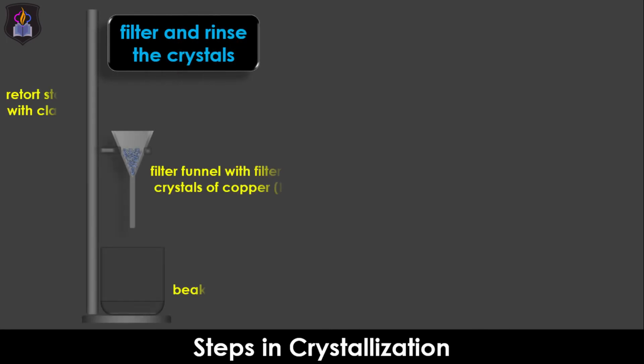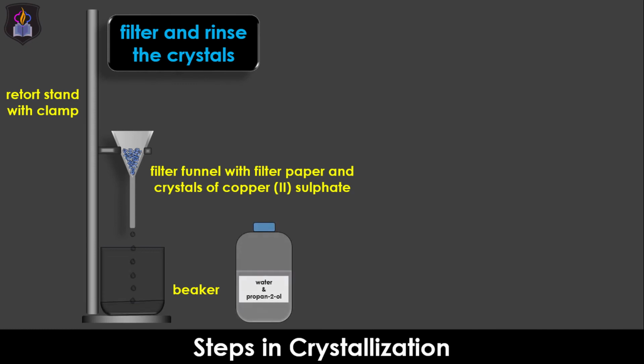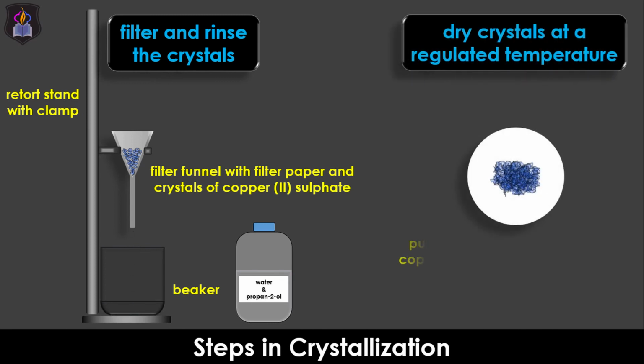Thereafter, filter off the remaining solvent from the mixture and collect the crystals as a residue. Rinse them using a mixture of water and propan-2-ol. Then dry at a regulated temperature in the oven. These steps are employed generally in the crystallization of any salt. A summary of these steps is shown on the screen.